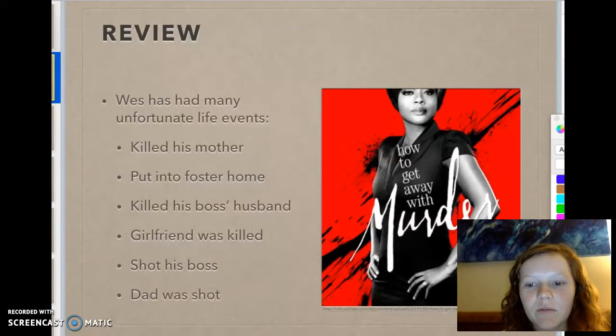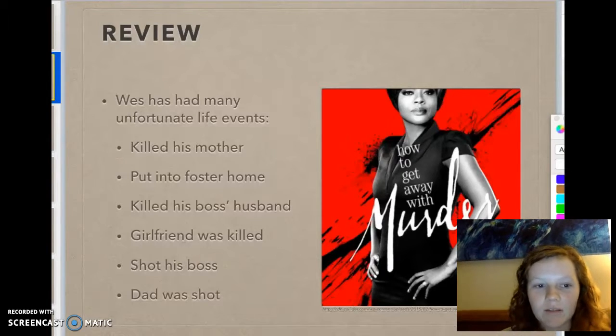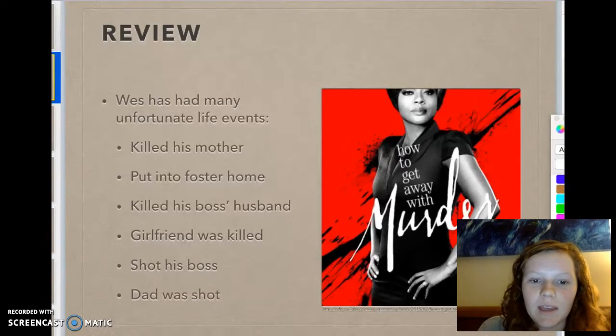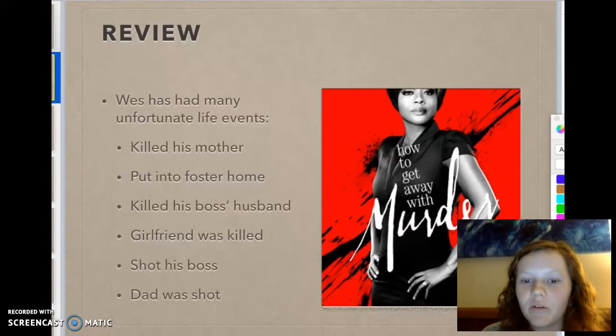He had many unfortunate life events, and just to sum it up, he killed his mom. He was then put into a foster home. He kind of erased all of this from his mind, so he doesn't remember any of this at all, and what we'll go over later, repressed memory. He killed his boss's husband. His girlfriend was killed. He shot his boss.